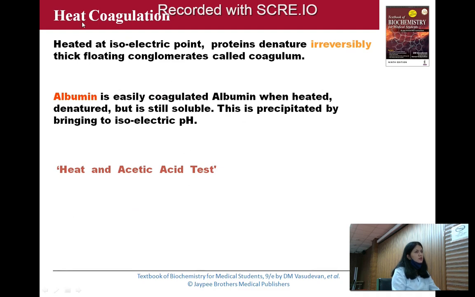And in the heat coagulation test, you remember you are adding glacial acetic acid, yes or no? Yes, ma'am. So you add the glacial acetic acid because you want to bring down the pH of the albumin to around the isoelectric point, or the isoelectric pH. So you heat the urine solution, you see some precipitate, then you add the glacial acetic acid, bring down the pH of the urine to the isoelectric pH of albumin, and then the albumin will get coagulated, or the precipitation will become more prominent.